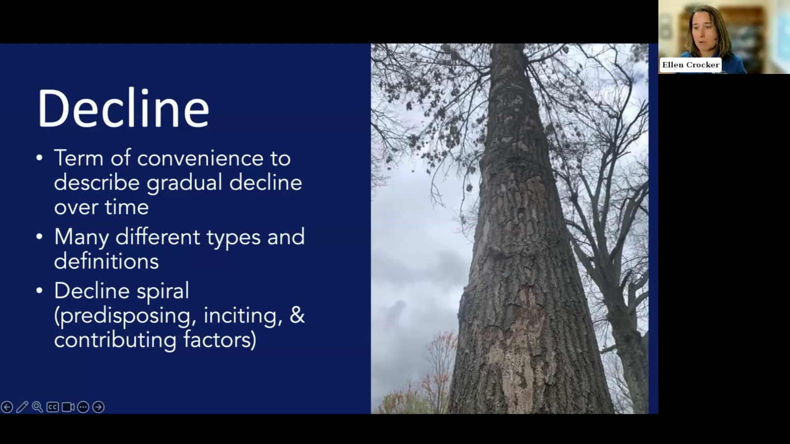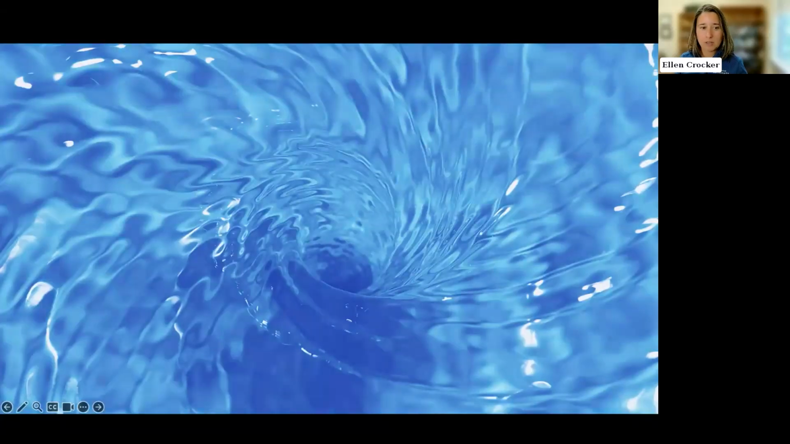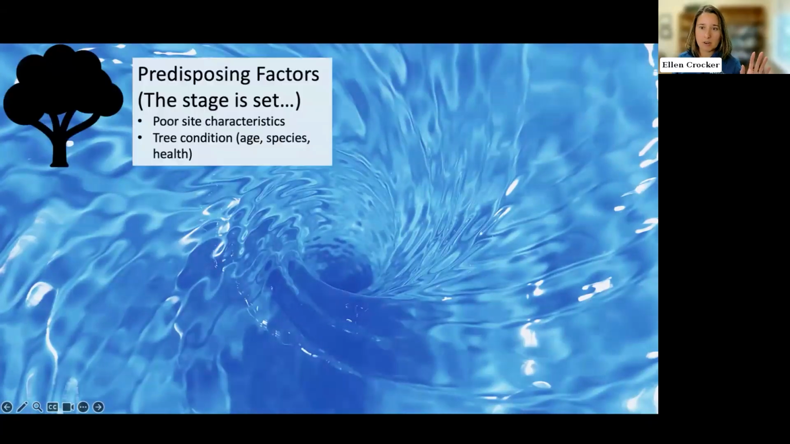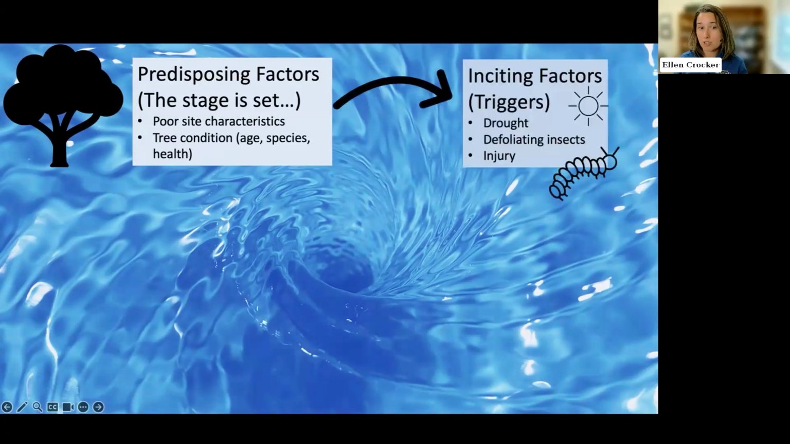It's much better to be promoting the health of your tree early and preventing that decline from happening. So just to give you an example of how this might occur, you might have some predisposing factors that contribute to this decline and set the stage for it. Maybe you're in a site with really bad soil that's not going to support vigorous tree growth. Maybe those trees are older and they're species that are known to be short-lived, or they have some existing health concerns. Then you might have some inciting factor, a trigger that really stresses those trees out.